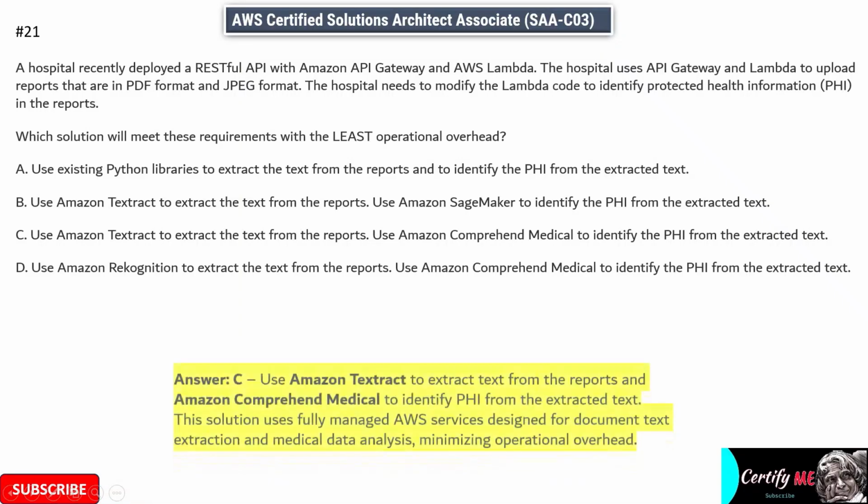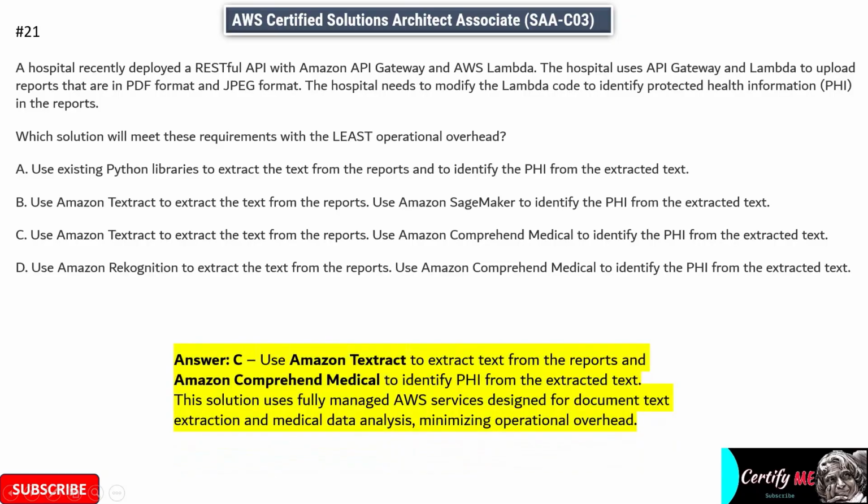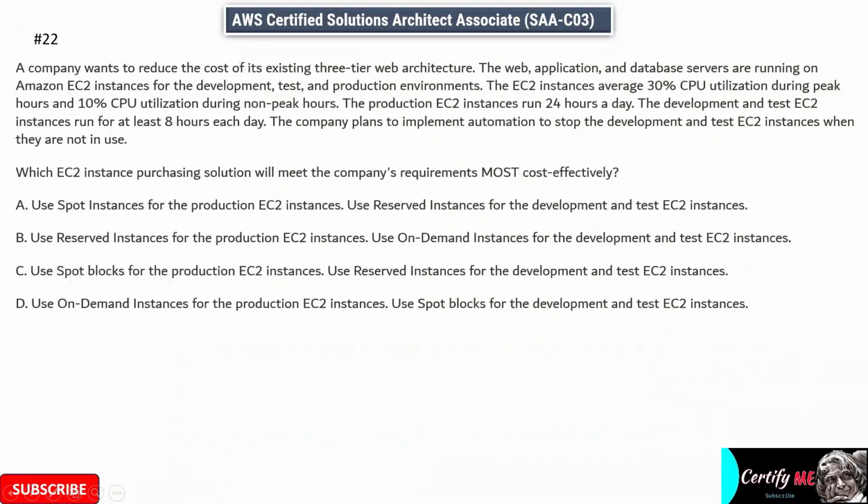Option C is the correct answer for this question. Use Amazon Textract to extract text from the reports and Amazon Comprehend Medical to identify PHI from the extracted text. The solution uses fully managed AWS services designed for document text extraction and medical data analysis, minimizing operational overhead. Next, let's move on to the next question.